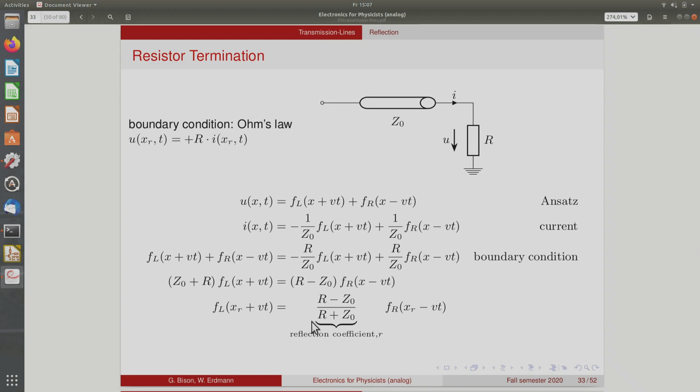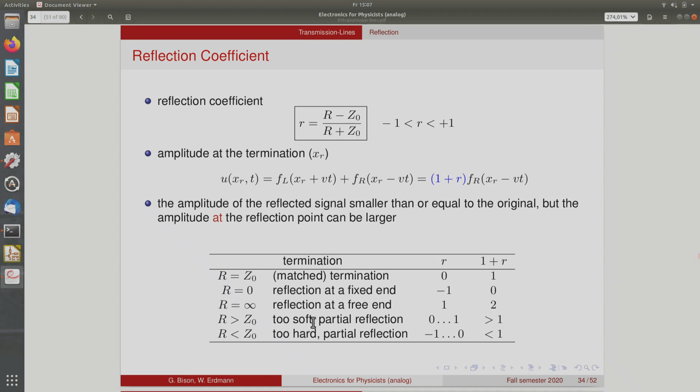Okay. This is just repeated here. So this reflection coefficient, if you put in values for R, can only be between -1 and +1. Minus 1 is of course what you get when R is 0, and +1 is what you get when you have an infinite resistance. And the amplitude at the termination is given by this expression. You can again add the incoming and the outgoing wave, and then you have 1 plus this reflection coefficient times the amplitude of the incoming wave.